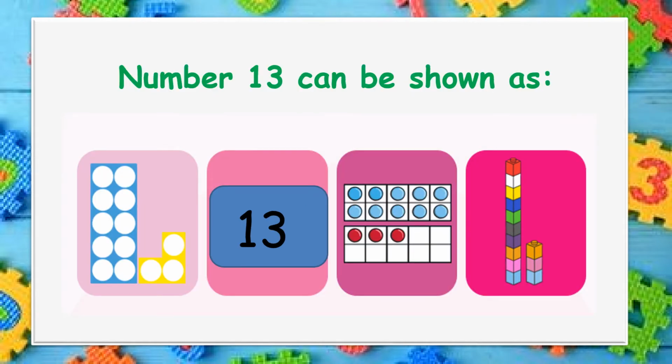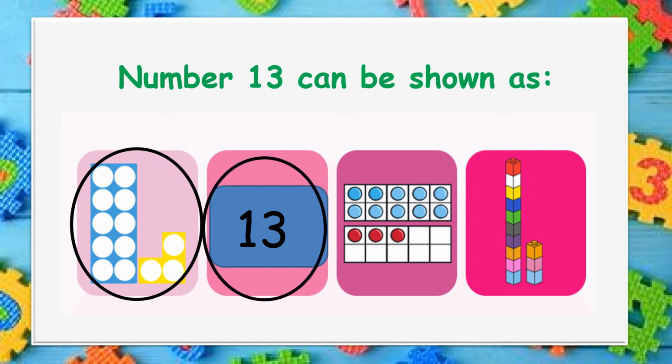Now it's time to see number 13. So the first one has 10 dots plus 3 dots. That means it is 13. We write 13 like this, 1 and 3. And in 10 frames, we can see 10 frames. One 10 frame has 10 dots and another 10 frame has 3 dots. That means 10 plus 3 is 13.